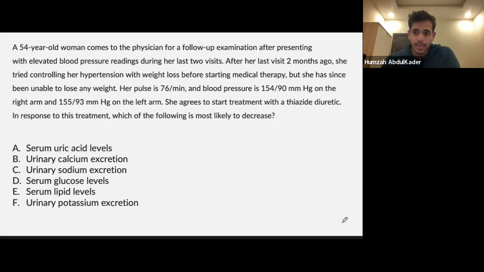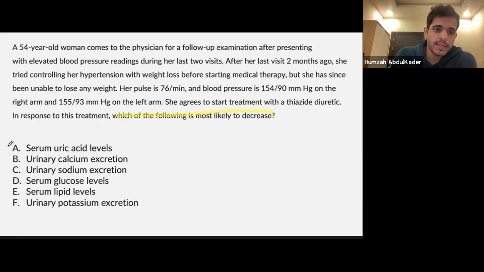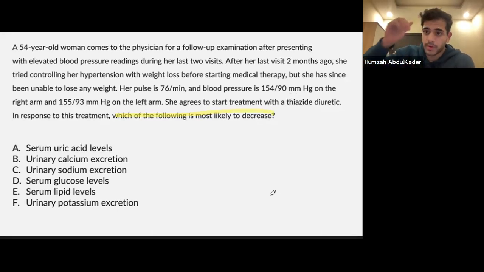So you've got to read the question very carefully. You guys are saying A. It's asking here, which of the following is most likely to decrease? Now, A says serum uric acid levels, right? But what we know is in thiazide diuretics, the mnemonic is what? Hypergluc, right? You guys tell me, what does hypergluc stand for? Yeah, glycemia, lipidemia, uricemia. What's the last one?